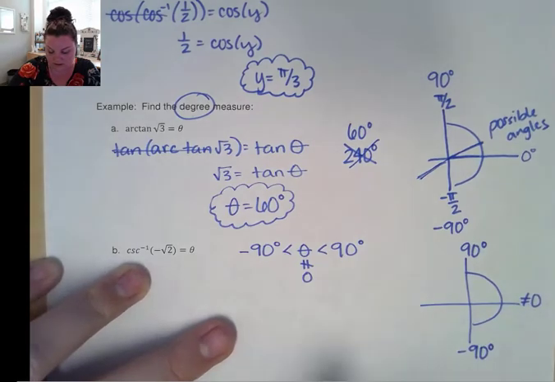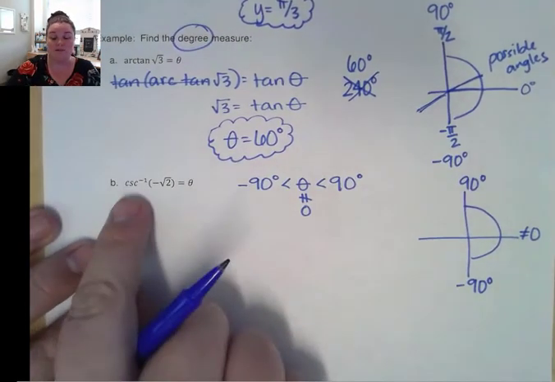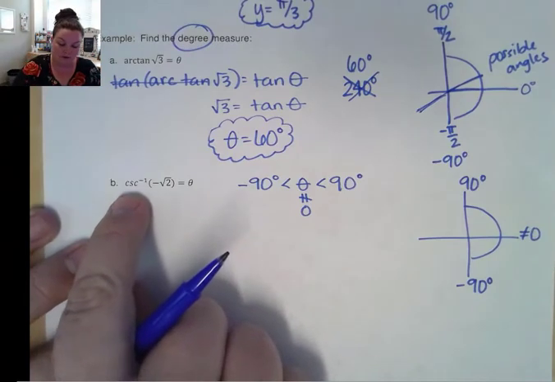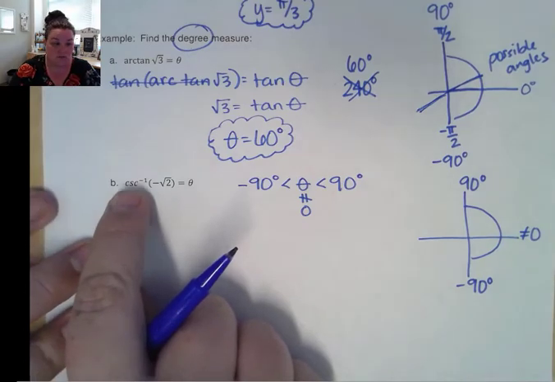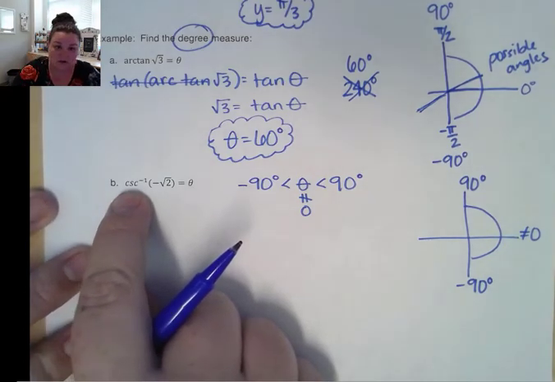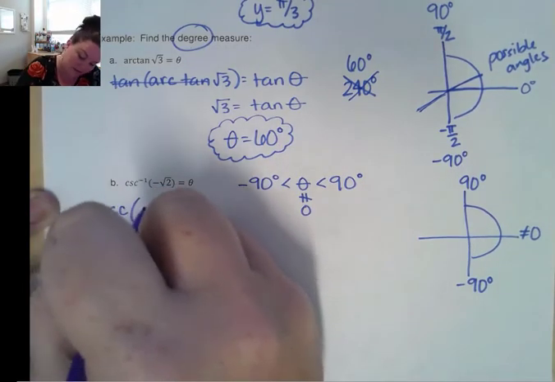90 degrees to negative 90 degrees. Okay, however you want to write it so that you know what it means is fine with me. All right, so to get rid of cosecant, we need to use our regular cosecant inverse. We need to take cosecant of both sides.